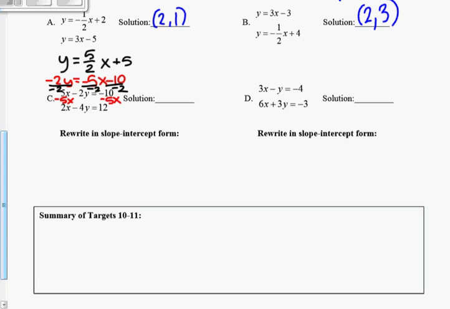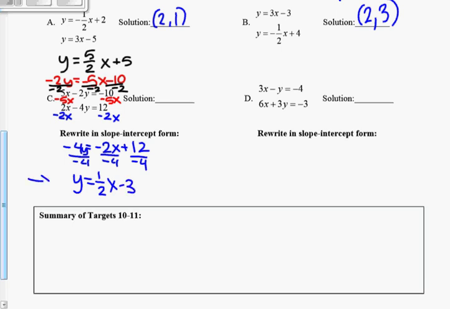Negative 10 divided by negative 2 gives me plus 5. For the second equation, I'm going to subtract 2x. So then I have negative 4y equals negative 2x plus 12. And divide everything by negative 4. So y equals negative 2 over negative 4 becomes a positive 1/2 x. 12 divided by negative 4 is negative 3. So I have my two equations in slope-intercept form that I need to graph on the calculator.